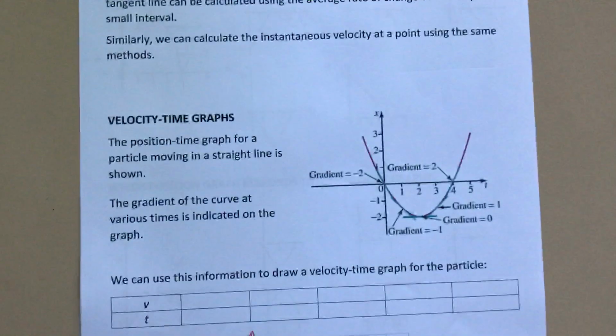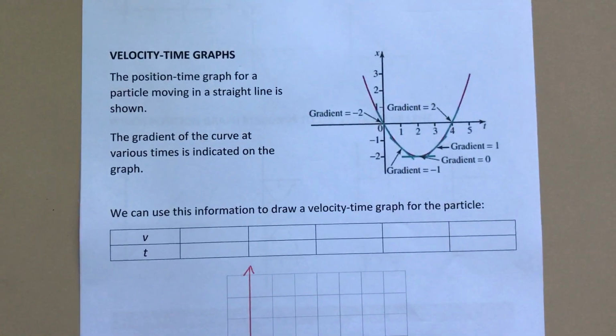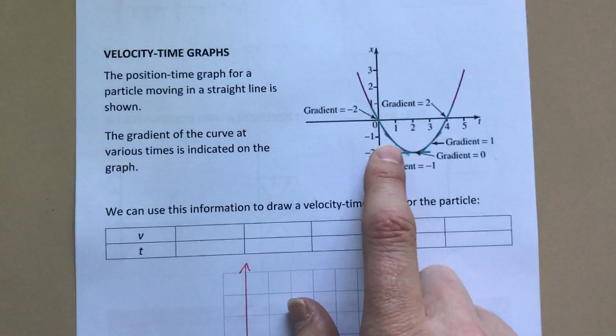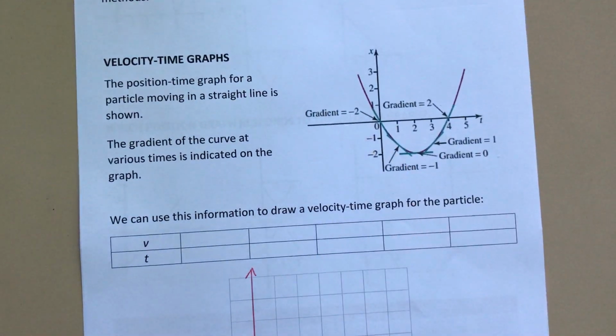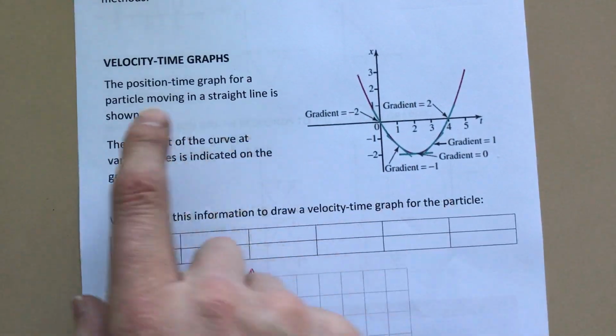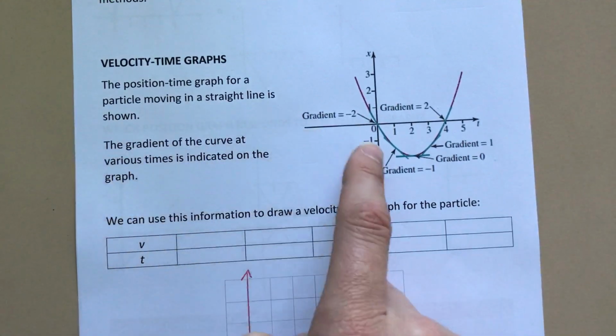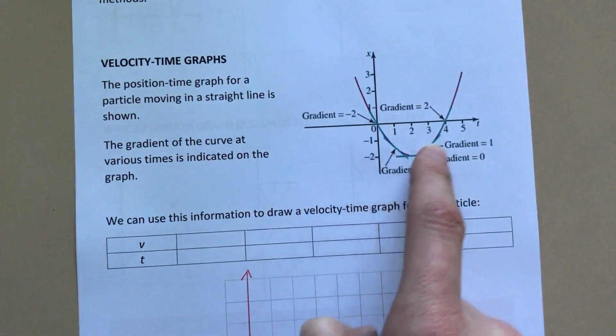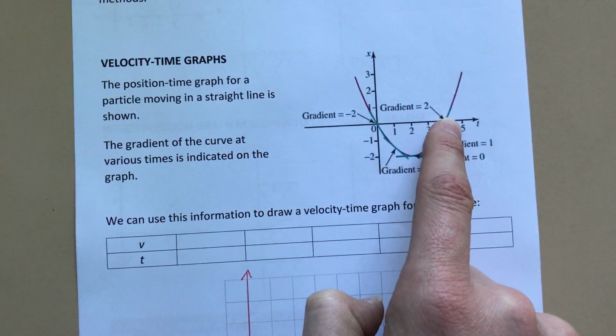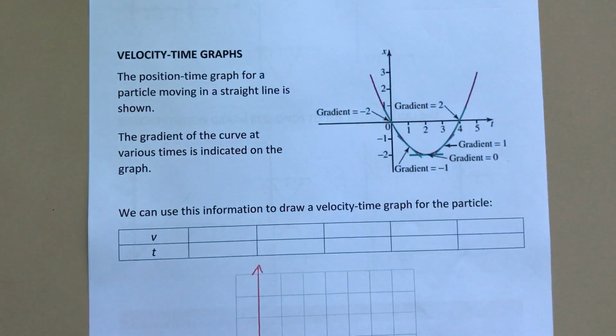What we look at then with velocity versus time graphs is you can use a velocity versus time graph, or you can use a position versus time graph, to help you sketch a velocity versus time graph by analysing the gradient at particular points, or analysing the instantaneous velocity at particular points. So if we look at this graph, the position versus time graph for a particle moving in a straight line is shown. So this is kind of Reese, he's walking backwards in this particular part of his graph here. The gradient of the curve at various times is indicated on the graph.